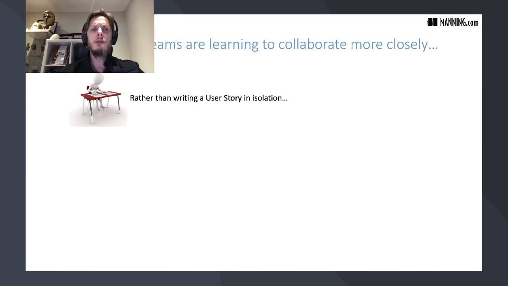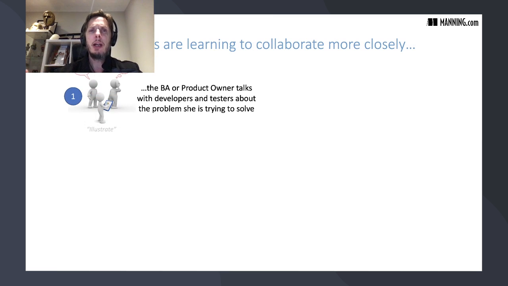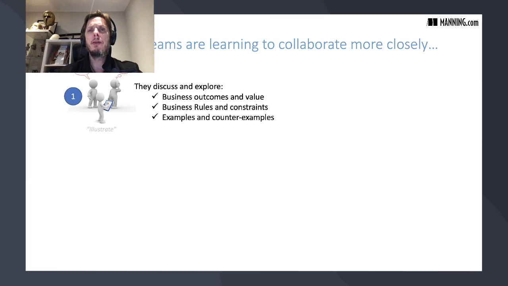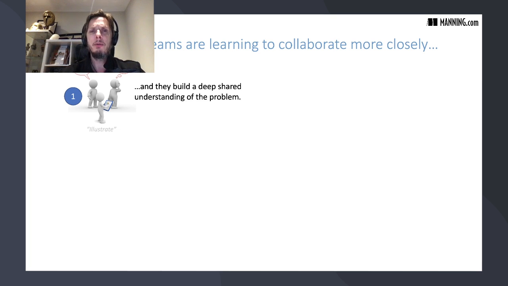Rather than writing user stories in isolation, you get your BAs and product owners who have conversations with the business, with the developers, with the testers, and try to understand the problem they're trying to solve. They do this by working through not abstract theories or high level abstract requirements. They talk about concrete cases, concrete examples, business rules, constraints, examples, and counterexamples. The result is that they end up with quite a deep understanding of the problem they're trying to solve.